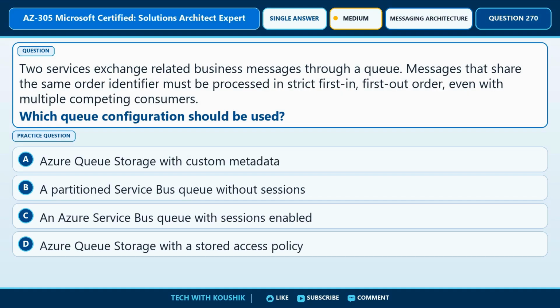Proceed to question number 270. This question moves us into messaging architecture. Consider this scenario. Two services exchange related business messages through a queue. Messages that share the same order identifier must be processed in strict first-in, first-out order, even with multiple competing consumers. Which queue configuration should be used?